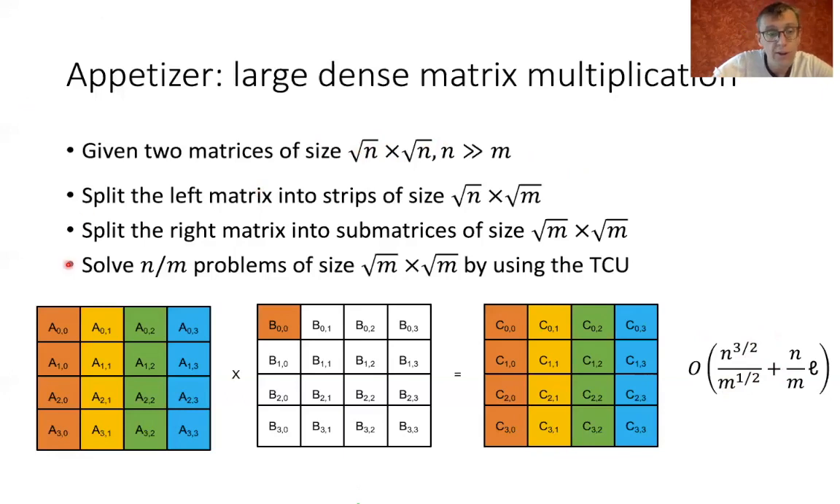The idea is to split the left matrix A into vertical strips of size square root of n times square root of m, while we split matrix B into square matrices of size square root of m times square root of m. Then we perform n over m matrix multiplications using the tensor core, where we multiply a tall matrix from the left matrix A and a square matrix from the right matrix B.